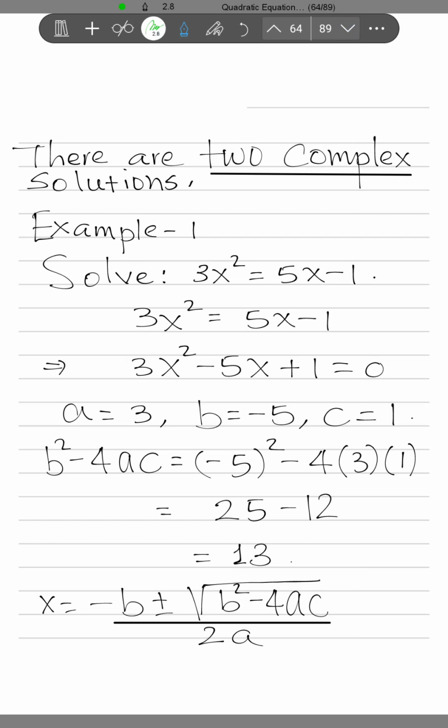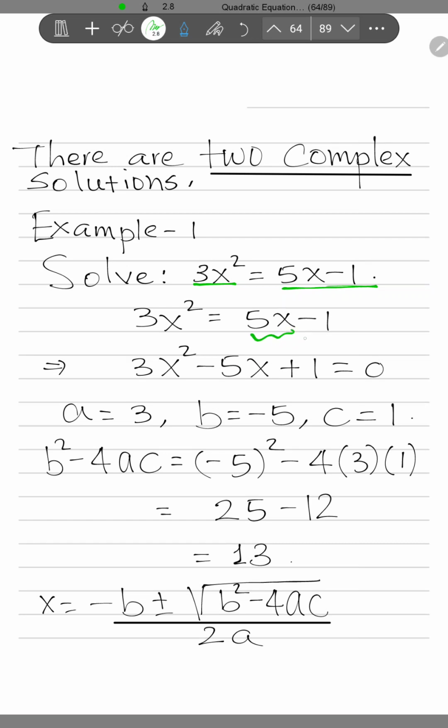So let's do one example now by applying the general formula for the quadratic equation. The question is 3x squared is equal to 5x minus 1. Now what we do, we have to collect all the terms.